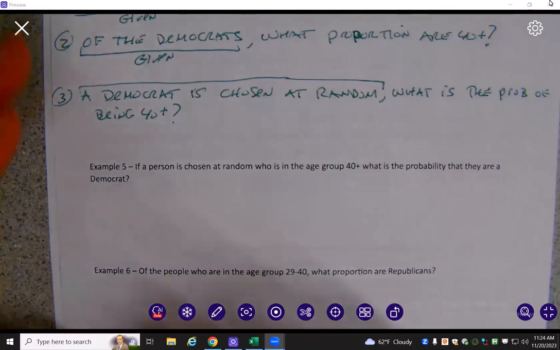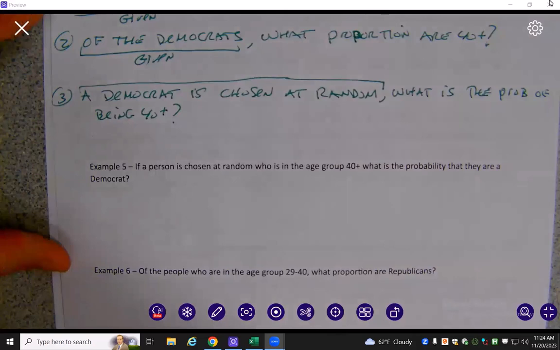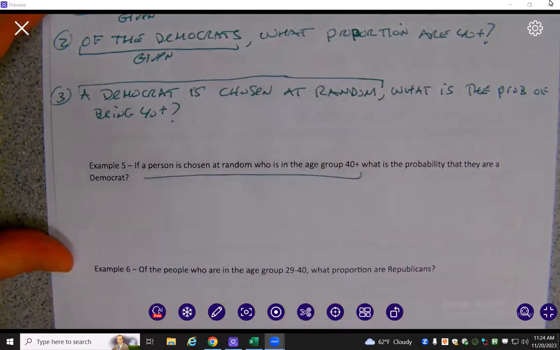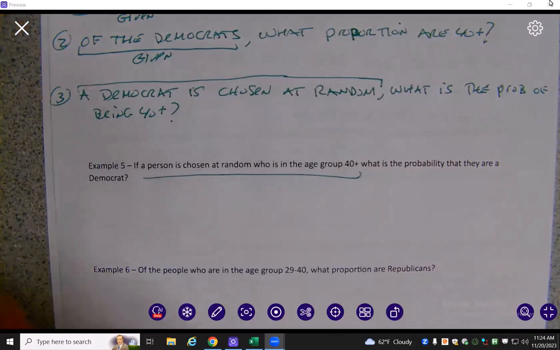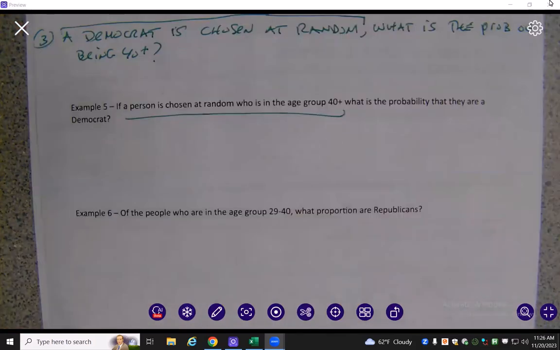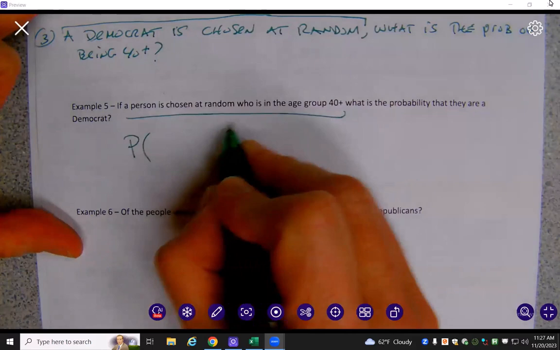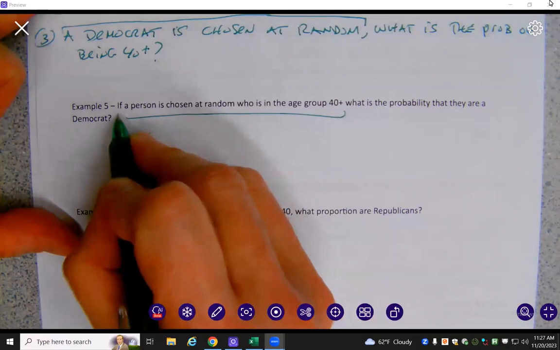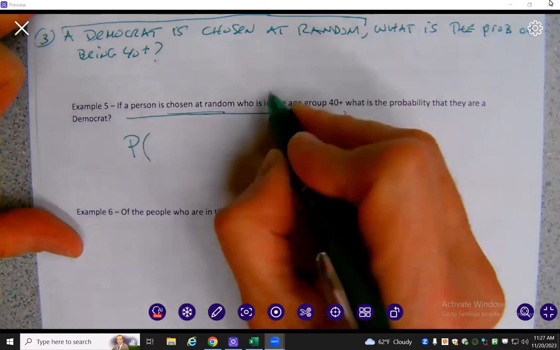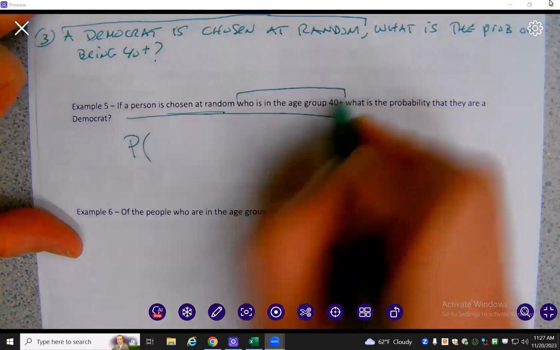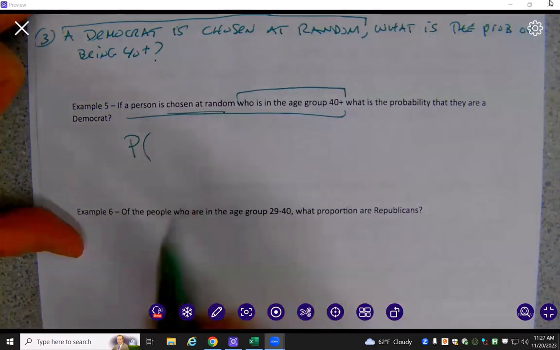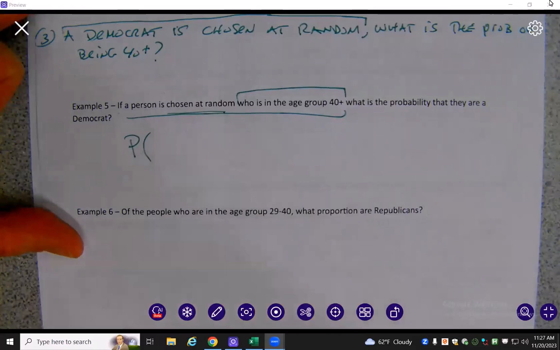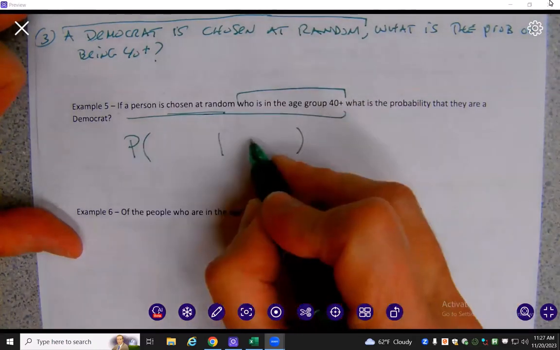So think of it this way. Let's do a question real quick, and then we're going to take a break. If a person is chosen at random who is in the age group 40 plus, what is the probability that they are a Democrat? See if you can answer this question and also write it out. Let me know when you think you got it. So if a person is chosen at random who's in the age group 40 plus, notice we're just using a person at random, but with a further description, who is in this age group. So now I'm further describing who this random person is. So in this case, what's the given?